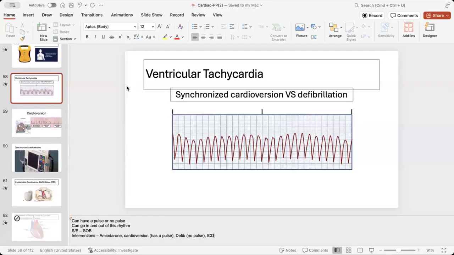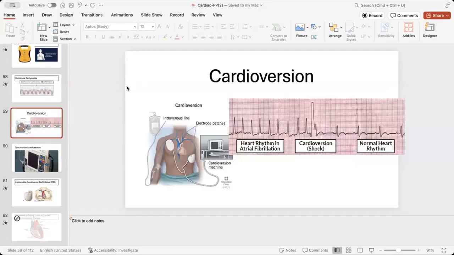Okay? So I'm going to assess my patient. If they're stable and they have a pulse and we're not coming out of that rhythm, maybe with medications, we can do a cardioversion. A cardioversion is also used a lot of times for atrial fibrillation. Tell me what you know about atrial fibrillation. This is that rhythm right here.